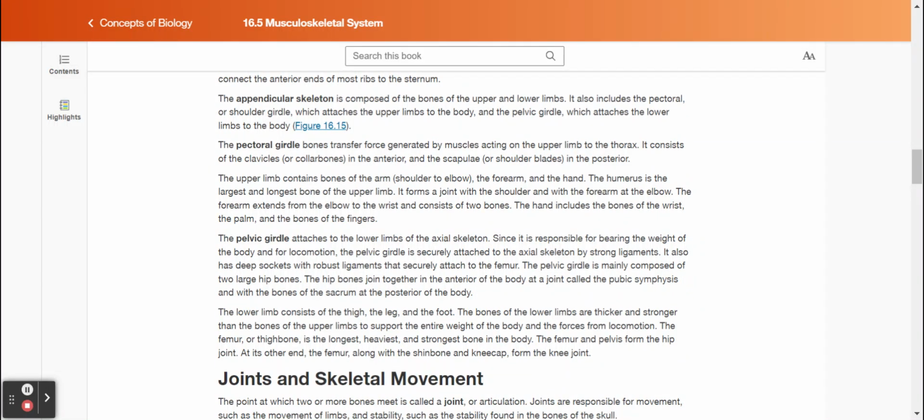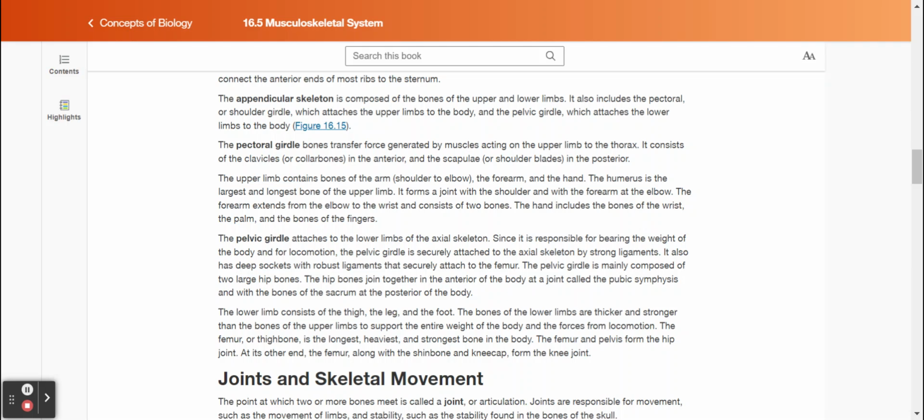The appendicular skeleton is composed of the bones of the upper and lower limbs. It also includes the pectoral, or shoulder girdle, which attaches the upper limbs to the body, and the pelvic girdle, which attaches the lower limbs to the body. The pectoral girdle bones transfer force generated by muscles acting on the upper limb to the thorax. It consists of the clavicles, or collarbones, in the anterior, and the scapulae, or shoulder blades, in the posterior.